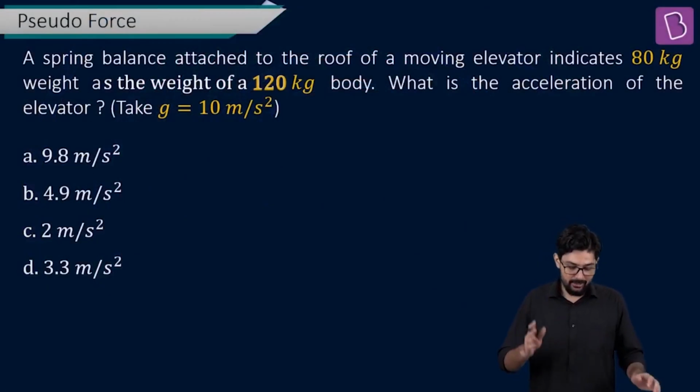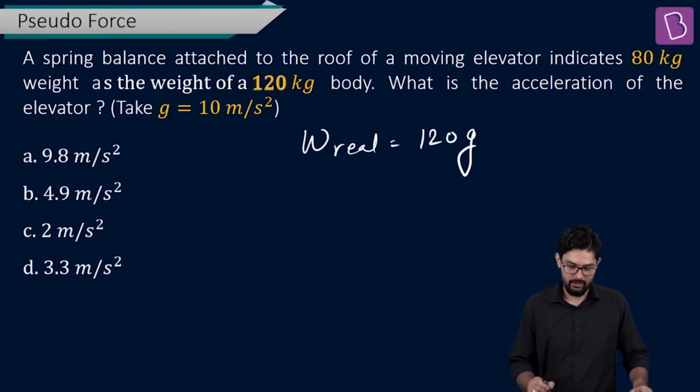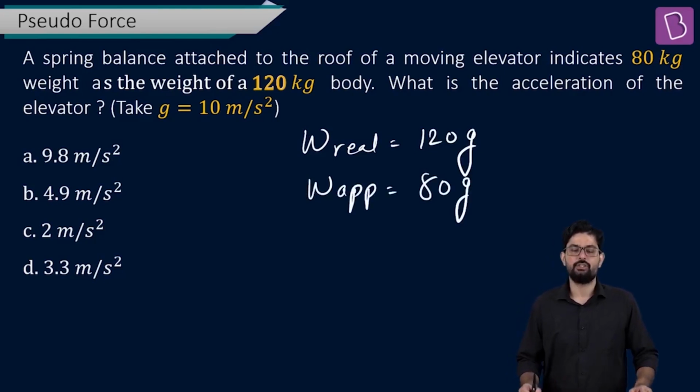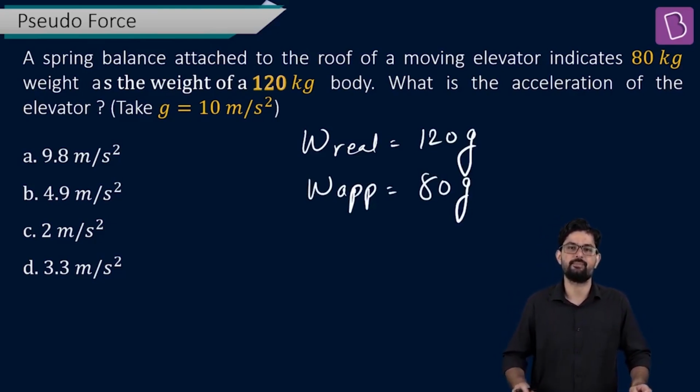In this case, we have a spring balance attached to the roof of a moving elevator, which is indicating 80 kg weight as the weight of a 120 kg body. So the real weight of this object is 120 into g in Newton, and the apparent weight is 80 into g. So the apparent weight is lesser than the real weight in this case.